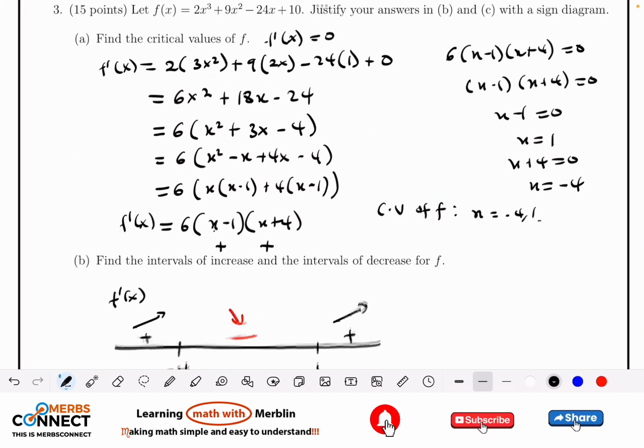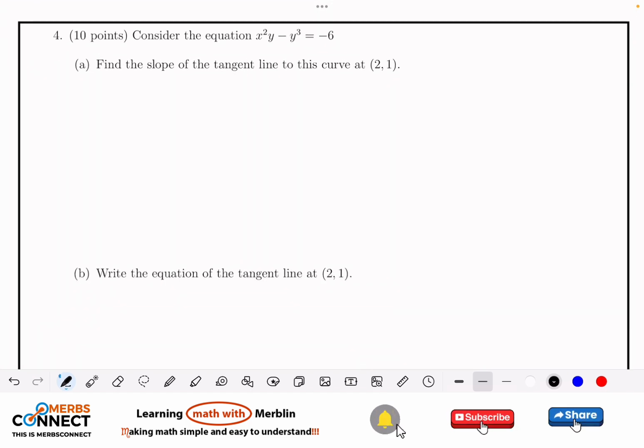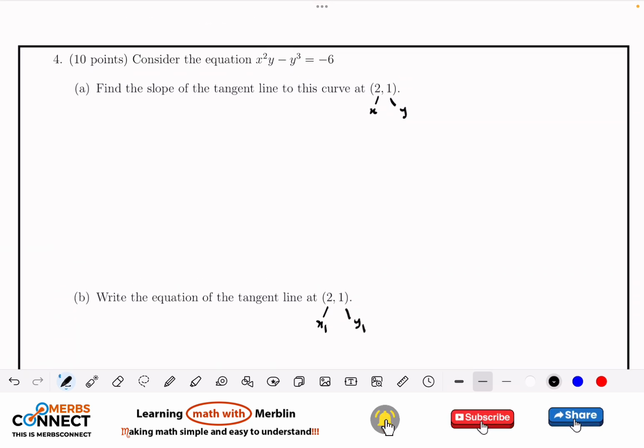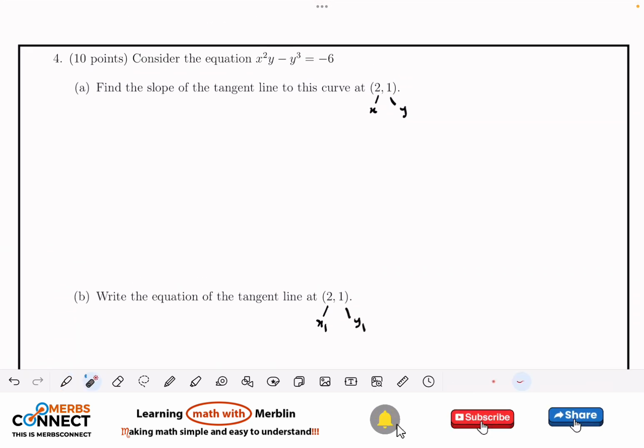All right. Let's look at question 4. We have this equation here. We want to find the slope of the tangent line. As I said, anytime we want to find the slope or the gradient, the values here are x and y. And anytime we want to find the equation of the tangent line, the values here become x1 and y1. So don't forget. Let's find the slope. Slope is dy over dx. So we are using this one.